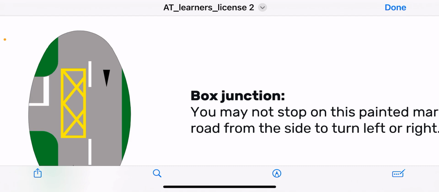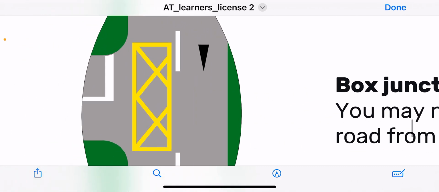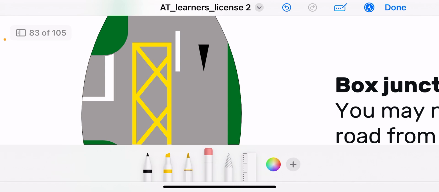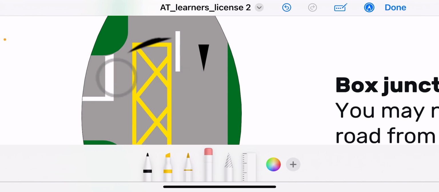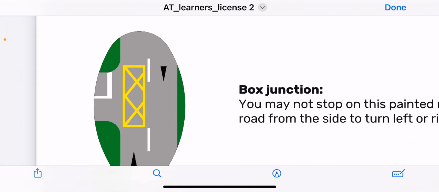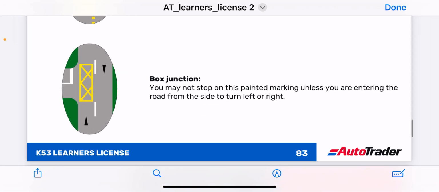Box junction is to be kept clear. This is a keep clear zone. You shall not stop here, you shall not park there, because it's meant to be kept clear. It's a keep clear zone. You shall not stop there, and you shall not park there.